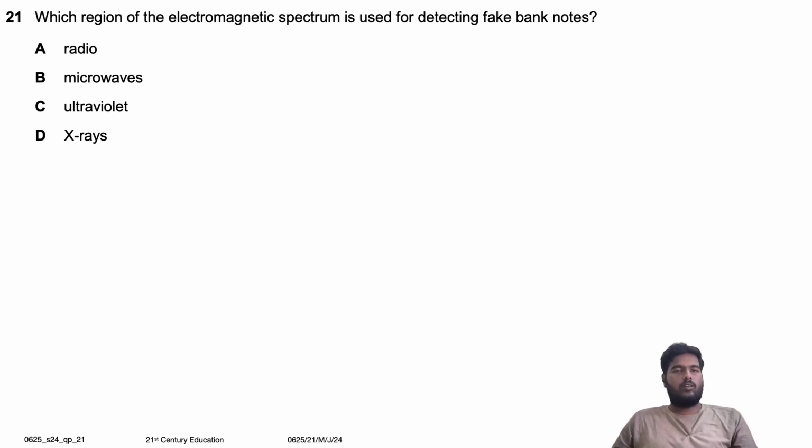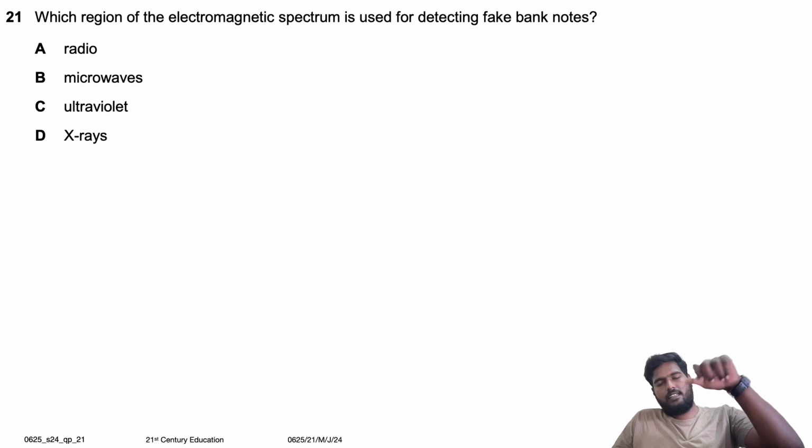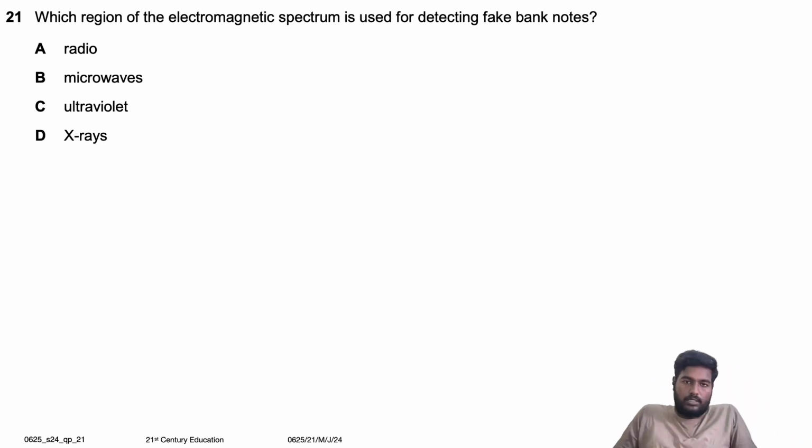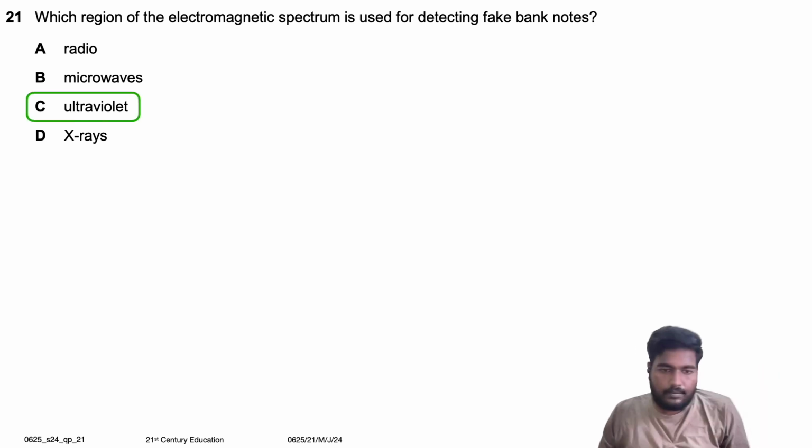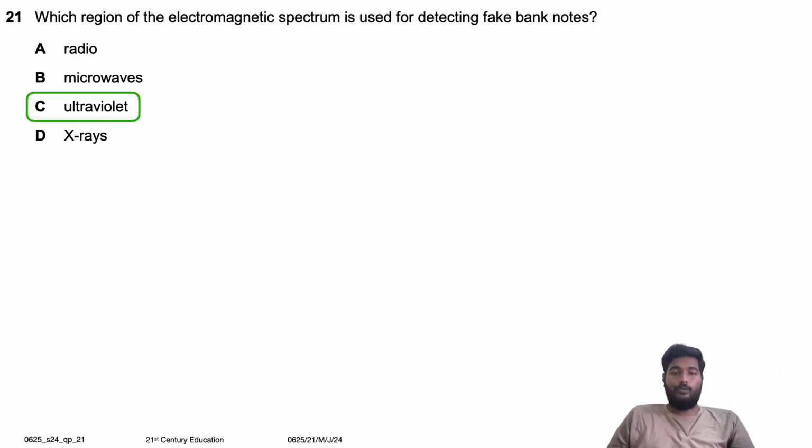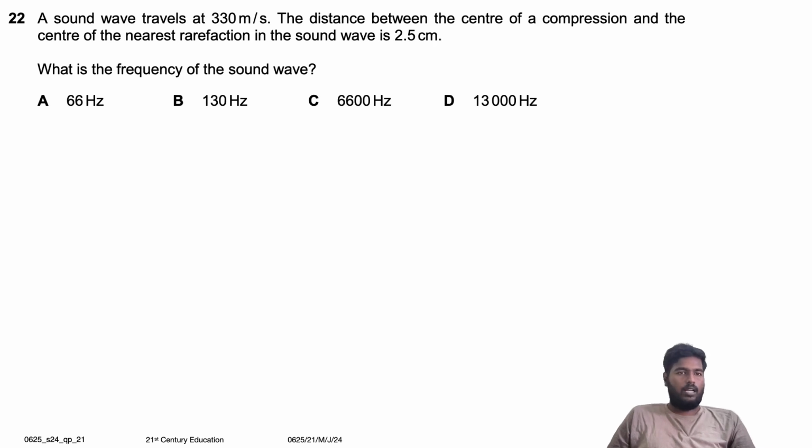Which region of the electromagnetic spectrum is used for detecting fake banknotes? I was trying to find this in the syllabus, but I couldn't. But in general, what they do is flash UV light on the notes. If they fluoresce, then it's a fake note. So UV. There is a YouTube video you can check on how banks identify fake notes using UV light. Maybe I'll post the link below.